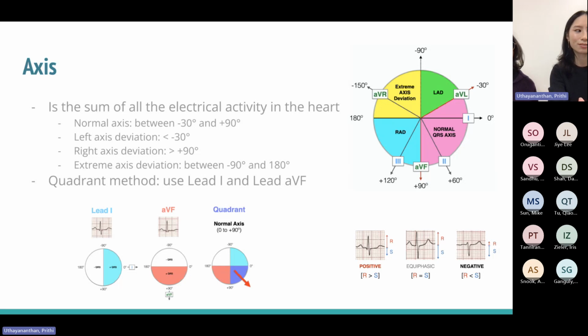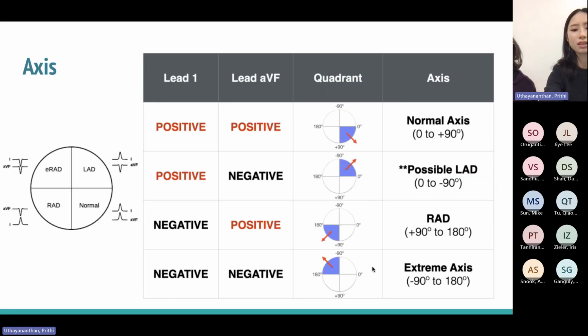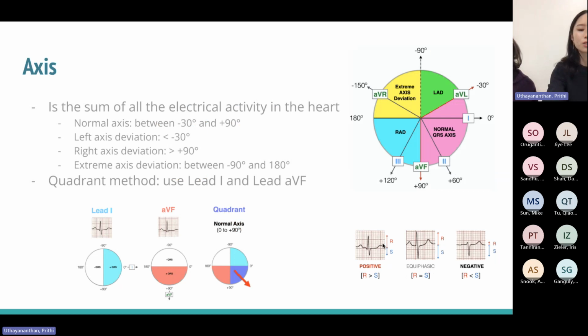Yeah. So the easiest way to try and think about this and estimate the axis is, I think, the quadrant method. So you look at lead 1 and lead AVF, and you look at the QRS complex in those two leads, and you want to determine if they are positive, isoelectric or equiphasic, or negative. Basically, if the R wave is bigger than the S wave, so it goes more up than down, it's positive; if it's the same, it's equiphasic; or if it goes more down than up, it's negative. In normal axes, they're both positive.